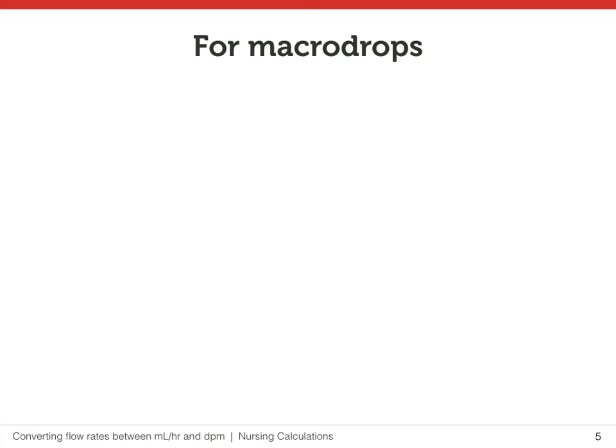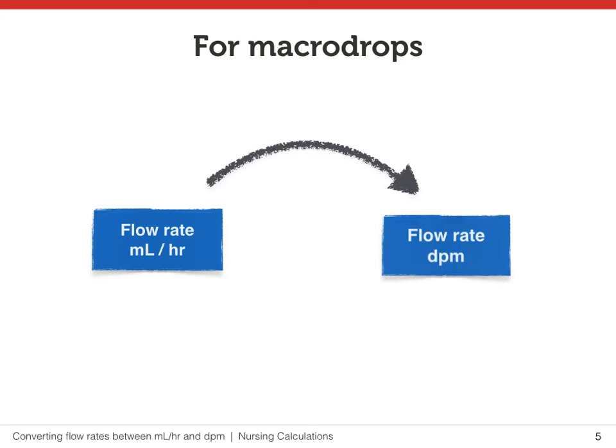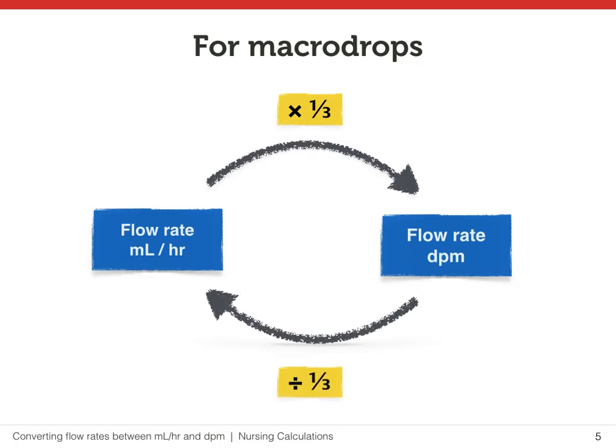So from this we know that flow rate in mils per hour can be converted to drops per minute by multiplying the value by 1/3. If you want to go from drops per minute back to mils per hour, you do the opposite, which is to divide by 1/3, but that is effectively the same as multiplying by 3. But remember, this is only true for macrodrops, which are the drops used for adult infusions.